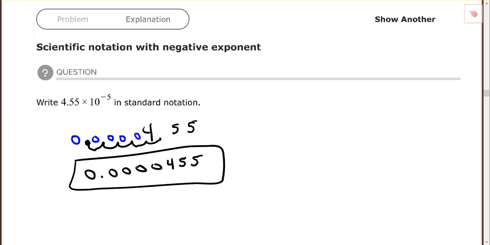So again, if I want to write this back in scientific notation, I start off with 0 point. That lets me know that I will have a negative exponent, and I need my decimal to fall right after the first non-zero digit, which is that 4. So in between the 4 and the 5. So 1, 2, 3, 4, 5. 4.55 times 10 to the negative fifth.